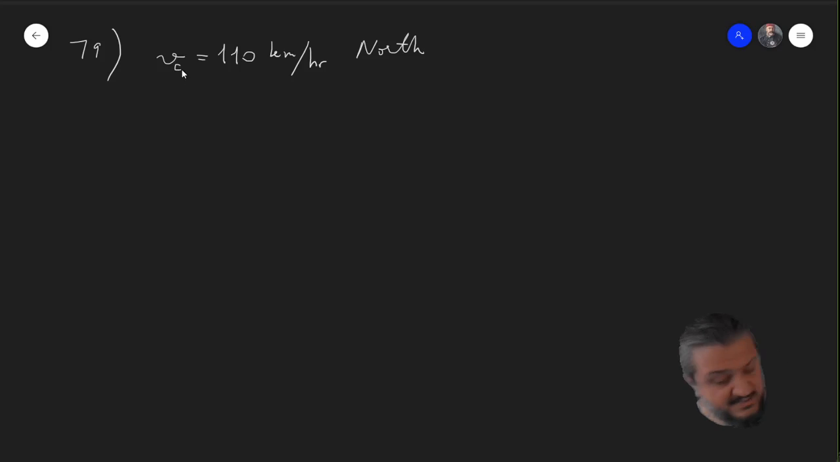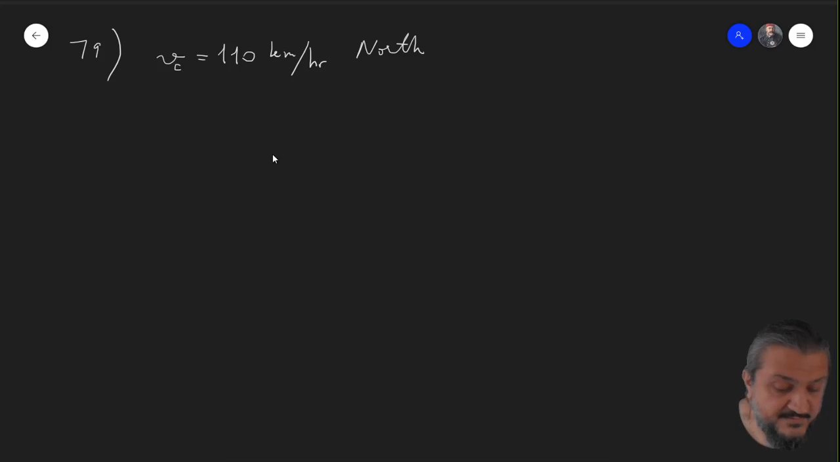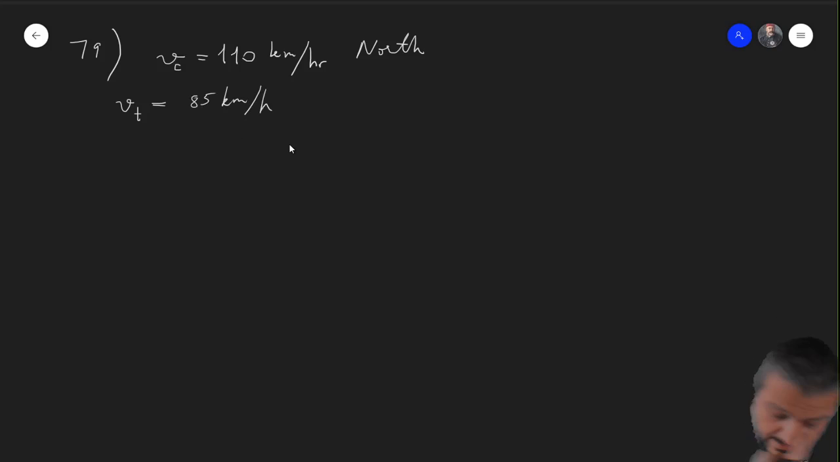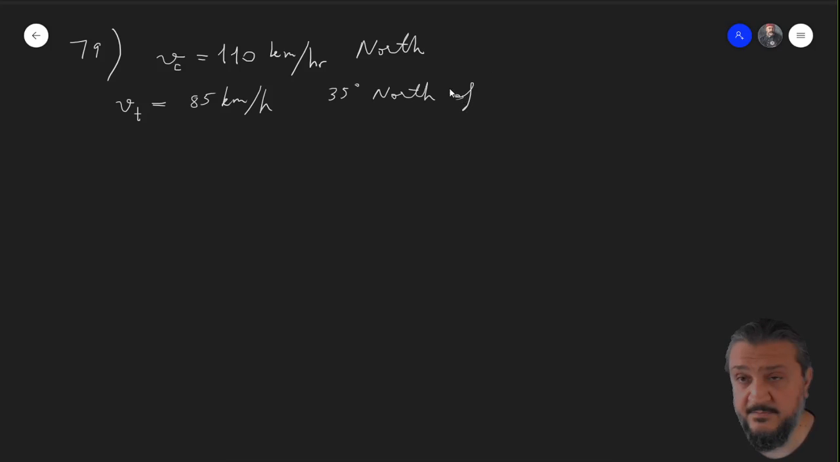Now there's a truck, and the truck is leaving the freeway driving 85 kilometers per hour in a direction that is 35 degrees west of north. So VT, T stands for truck, is 85 kilometers per hour, and that is 35 degrees west of north.